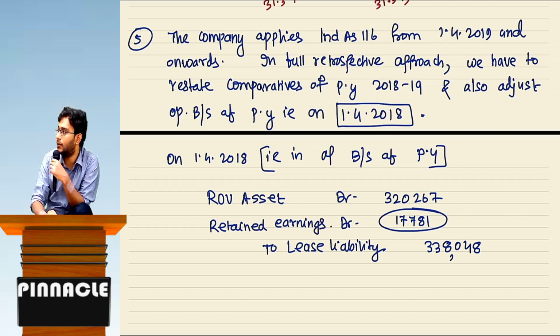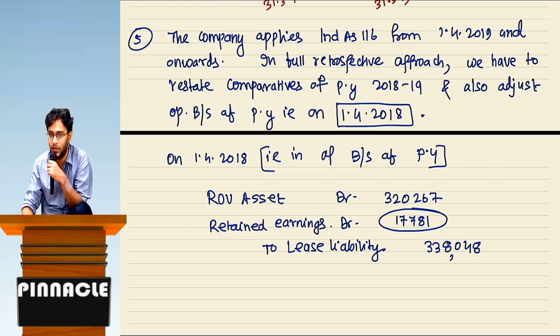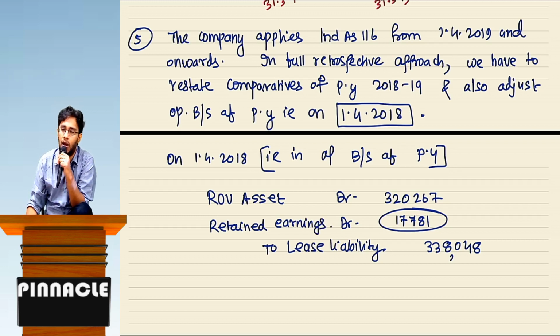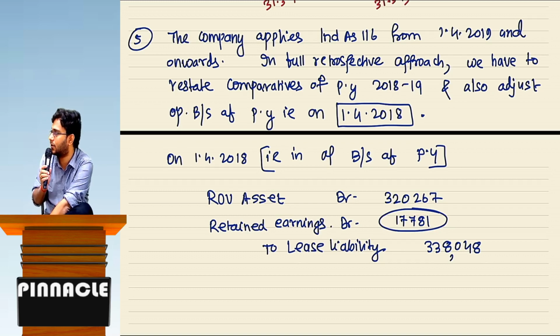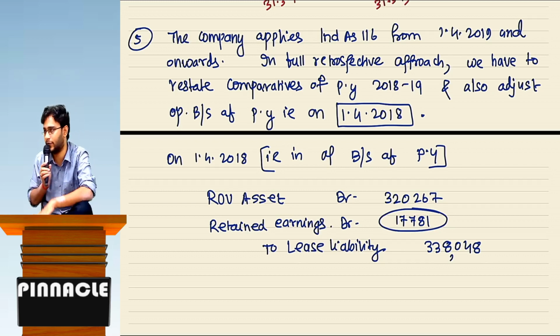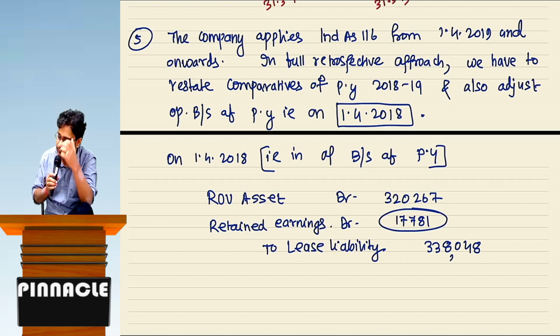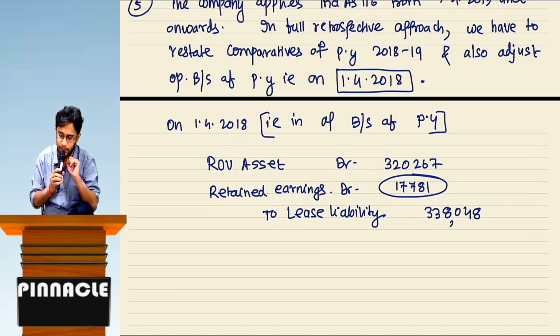On 1/4/18, when you originally prepared financial statements, whatever was the actual retained earnings balance, that number and this number will not match. After making this adjustment, whatever revised retained earnings opening balance you have, we call that the restated opening balance, while doing the comparative version of the statement of changes in equity. That's also done. This is the full retrospective approach.